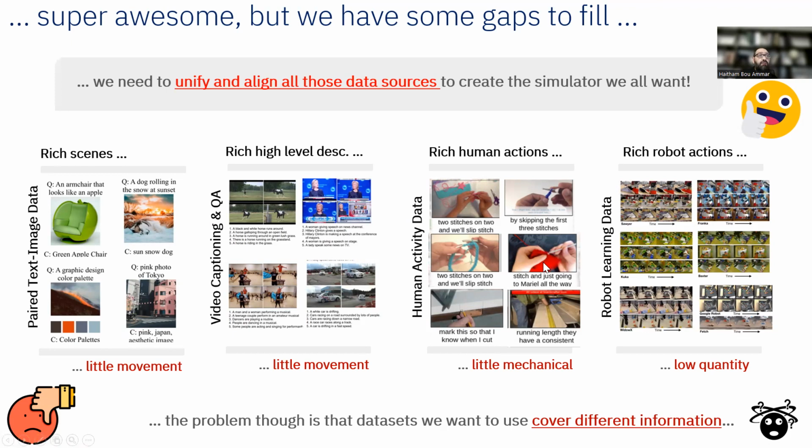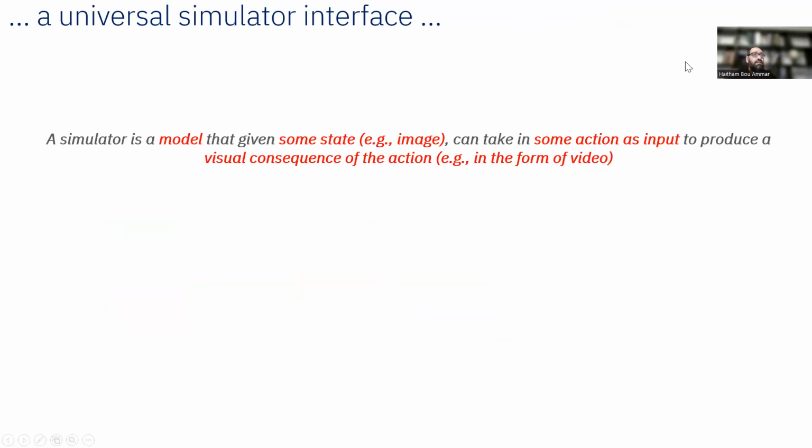So really, if we want to build the simulator we're talking about, we need to unify and align those data sources to create that simulator we all are looking for. We need to have a unified description of the actions of the scenes such that my simulator is capable of working successfully, such that my model can ingest this data and learn something meaningful from it, right? Okay. So let's start by understanding what a simulator is.